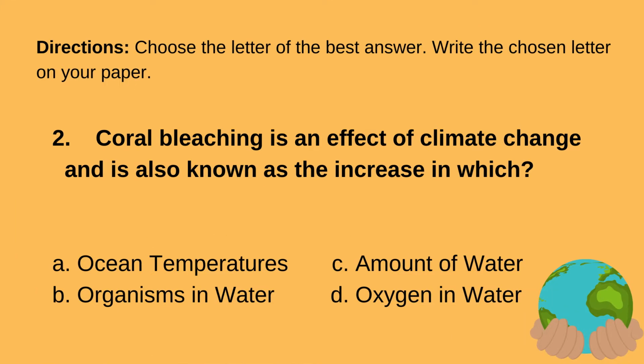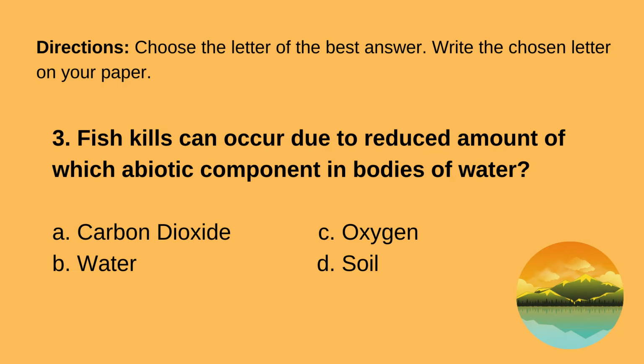Number 2. Coral bleaching is an effect of climate change and is also known as the increase in which? A. Ocean temperatures, B. Organisms in water, C. Amount of water, or letter D. Oxygen in water. Number 3. Crystals can occur due to reduced amount of which abiotic component in bodies of water? A. Carbon dioxide, B. Water, C. Oxygen, or letter D. Soil.